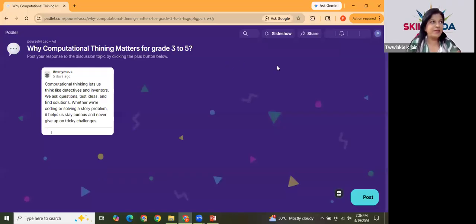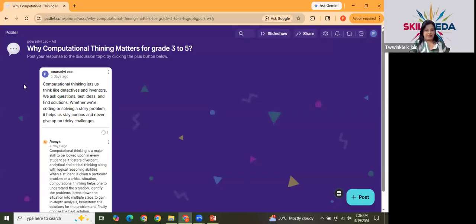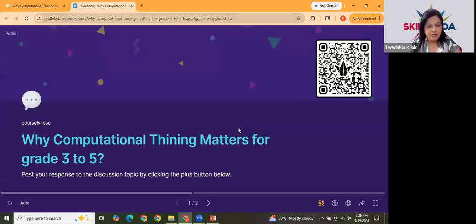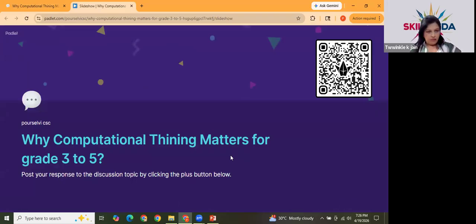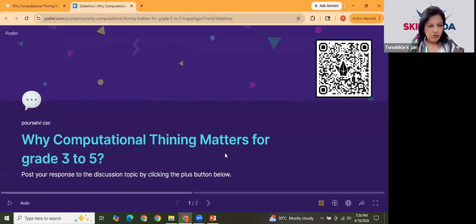See, why computational thinking matters for grade 3 to 5. It is actually a Padlet, which is a tool to collect your responses. So now I wanted your suggestion or your opinion on whether computational thinking matters for grade 3 to 5. Because for the last nearly 20 minutes, we were discussing this. Now, please post your responses. You can just click that post button and then type your responses, then publish. It will be flashed on the screen.